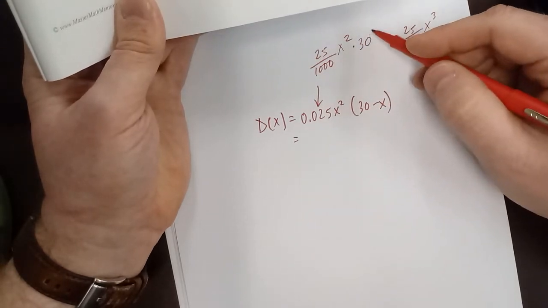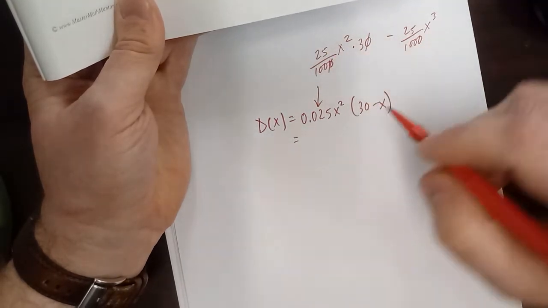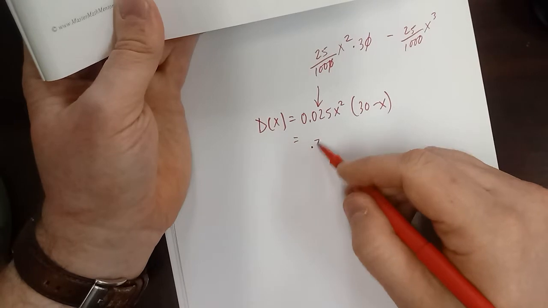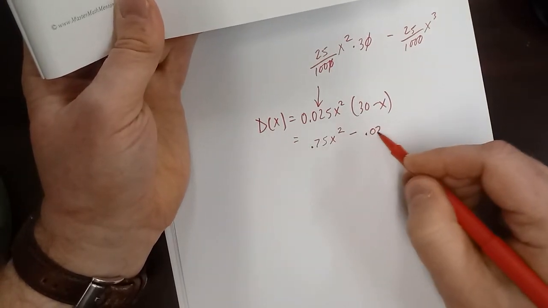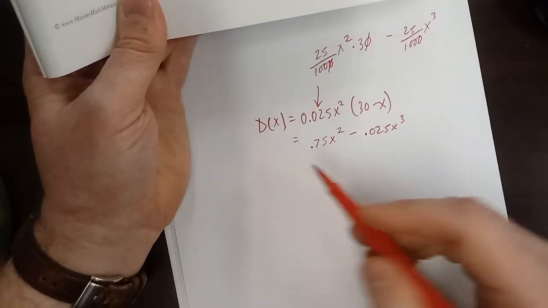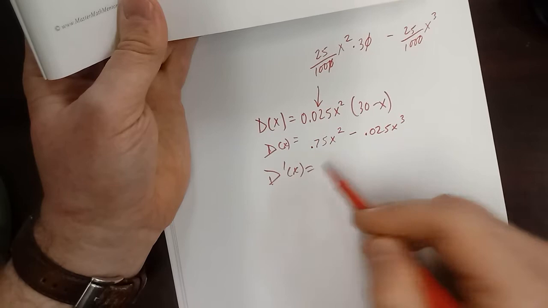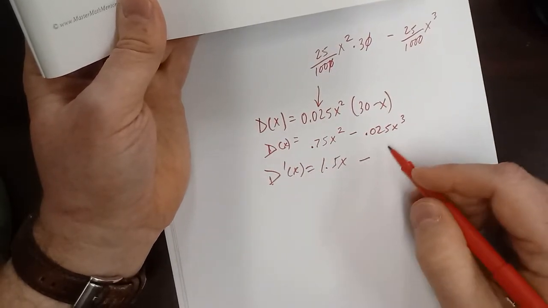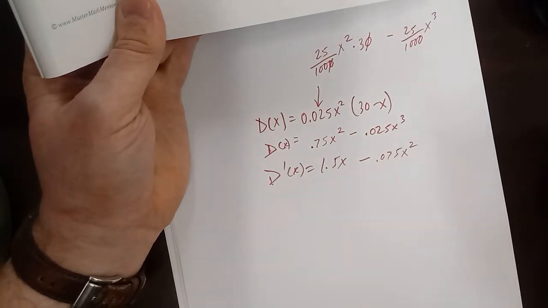Let's see, I can cancel 0 there. So it's 75 over 100, which is 0.75. 0.75 x squared minus 0.025 x cubed. And so that's that. It's an easy derivative now. That's 1.5 x minus 0.075 x squared.